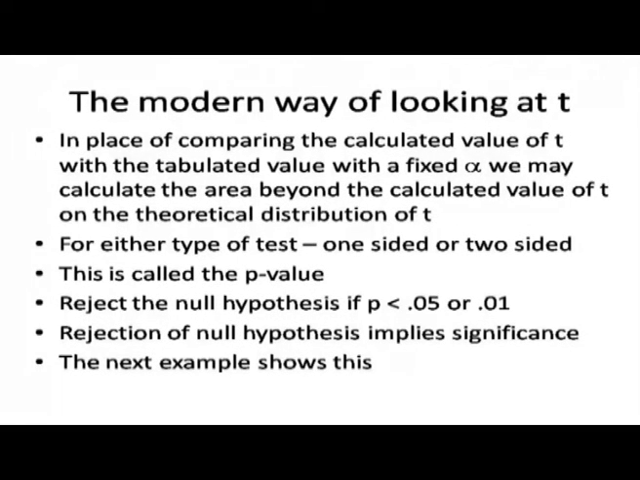Nowadays, in place of saying whether this t value is significant or not, we actually calculate the p value, the area which will lie beyond the calculated value of t. That is called p, and if p is less than 0.05, the null hypothesis is rejected, or you can choose 0.01 as the value of p and then reject the null hypothesis if p is less than 0.01, single star, double star, or you can compare it with 0.001, triple star.